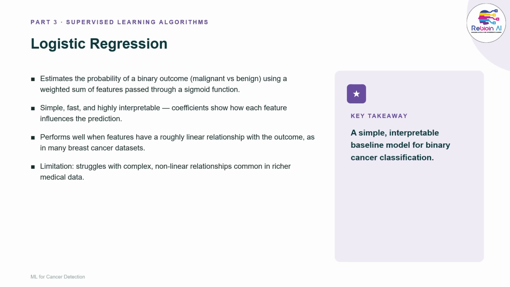What makes it a great starting point is its interpretability. That is, you can look at the learned weight for each feature and see whether it pushes predictions toward malignant or benign, and by how much. In fact, in our own breast cancer dataset, logistic regression came out as our best performing model with over 99% ROC AUC. Its main limitation is assuming a fairly linear relationship between features and output.